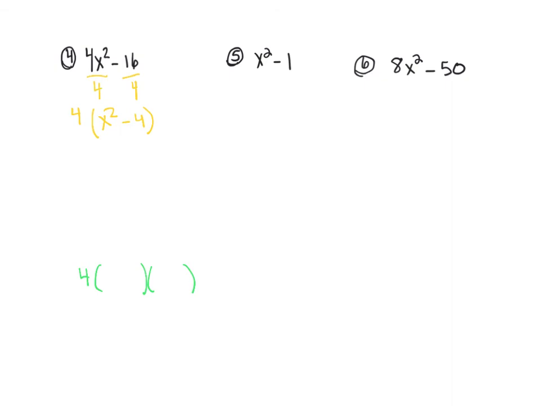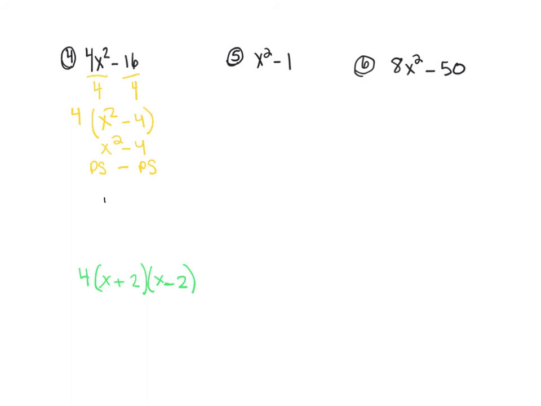And now I'm going to look just at this part of the problem, the x squared minus 4, and see if that factors any further. And hopefully what I notice is that this is a perfect square, a minus sign, and a perfect square. So that means this x squared comes from multiplying x times x, and this 4 comes from multiplying 2 times 2, and for it to be a negative 4, I would need 1 positive and 1 negative.